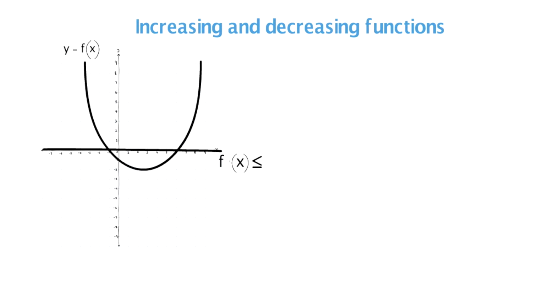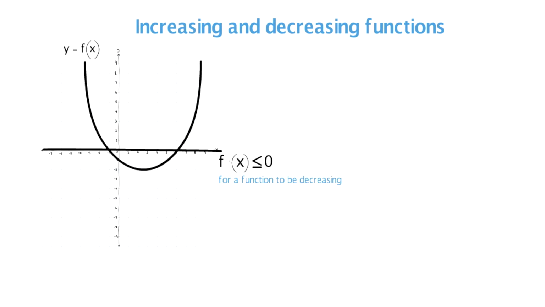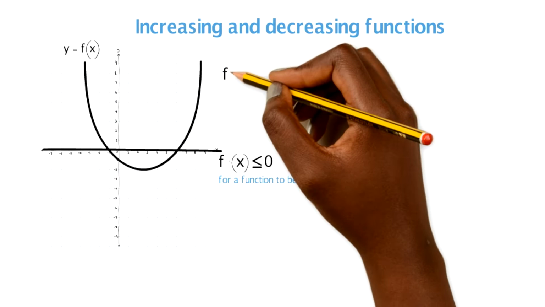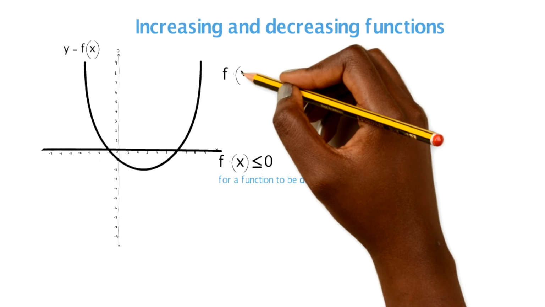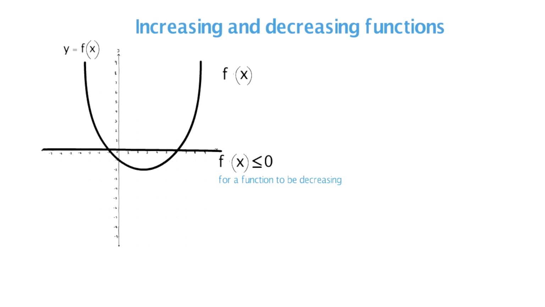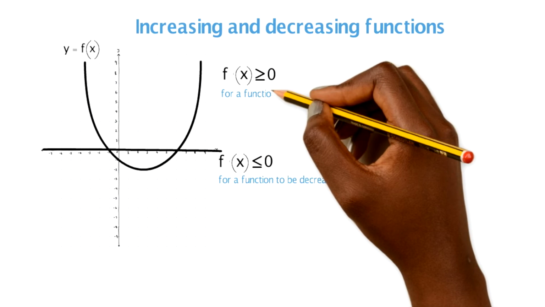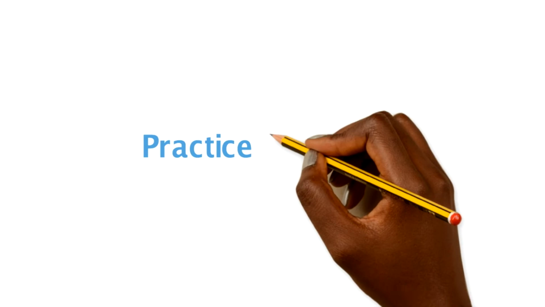If the derivative of the function is less than or equal to 0, this is for a function to be decreasing. Whereas if your derivative of f of x is greater than 0, it's going to be the opposite, an increasing function. The reason I drew a line over the x-axis is because that's how I remember it: your decreasing functions are kind of below the x-axis, and your increasing functions are above the x-axis. So now we're going to put all that knowledge into some practice questions.